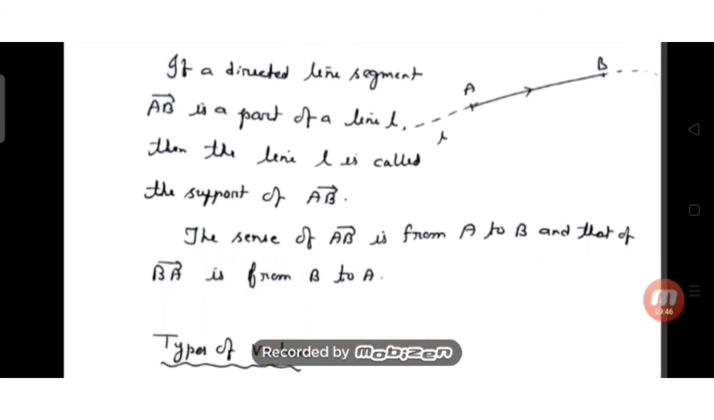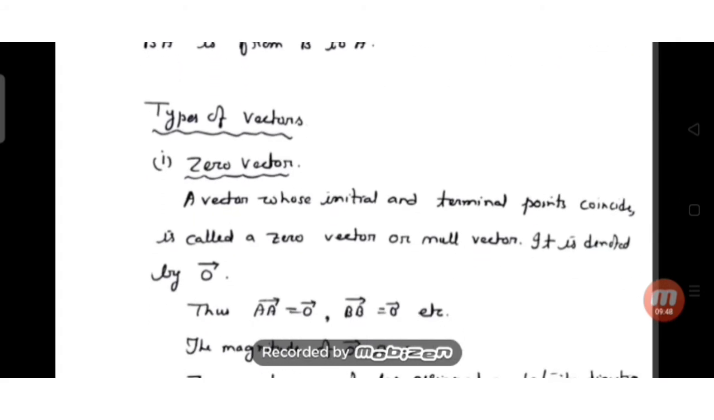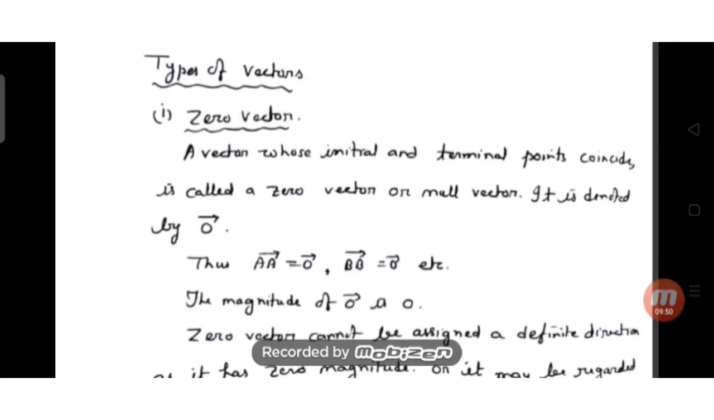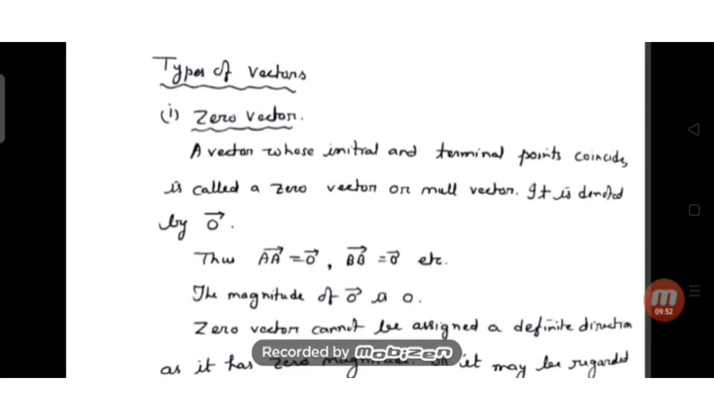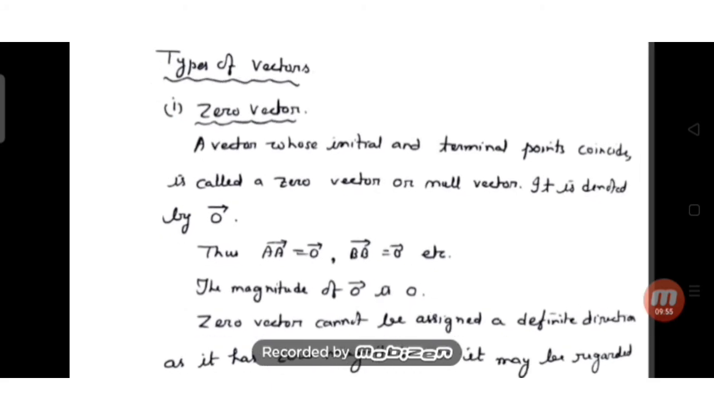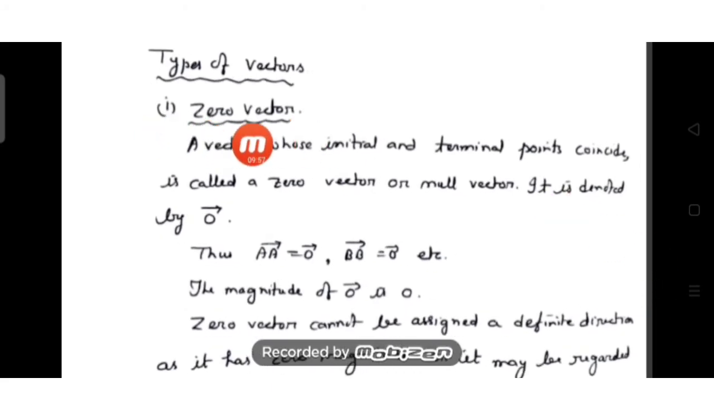Okay, so this is just a preliminary concept of vector. Then we will go to the different types of vector. First, we are going to know about the zero vector. What is the meaning of zero vector? You see, a vector whose initial and terminal point coincide.